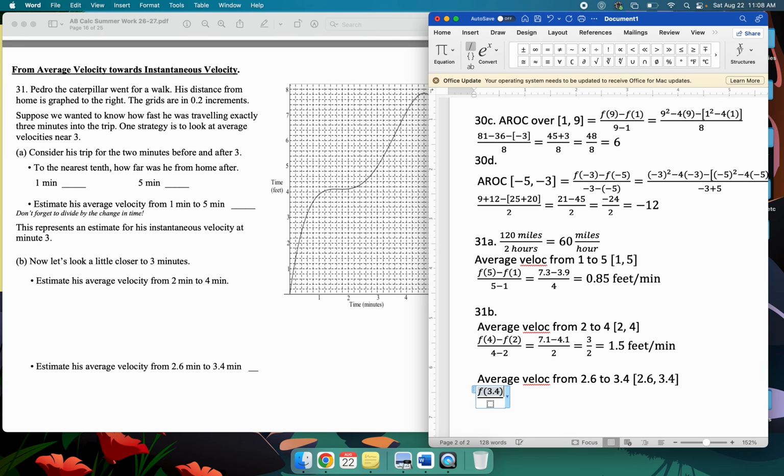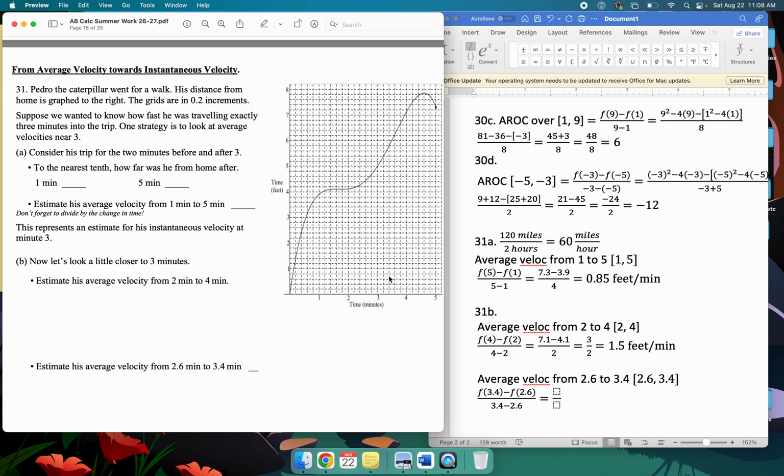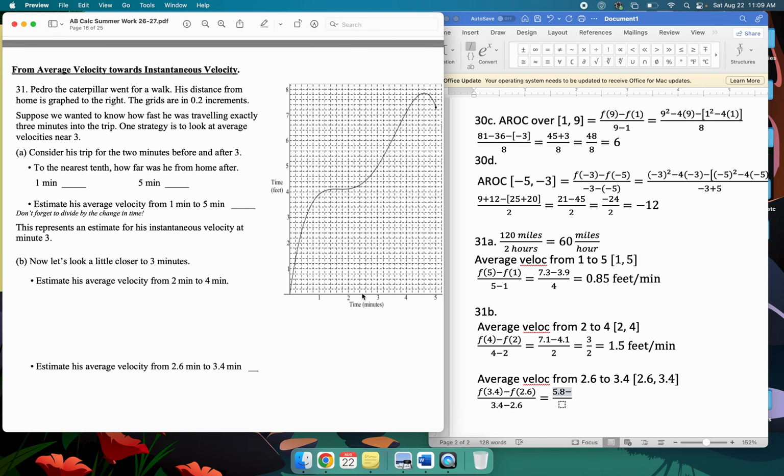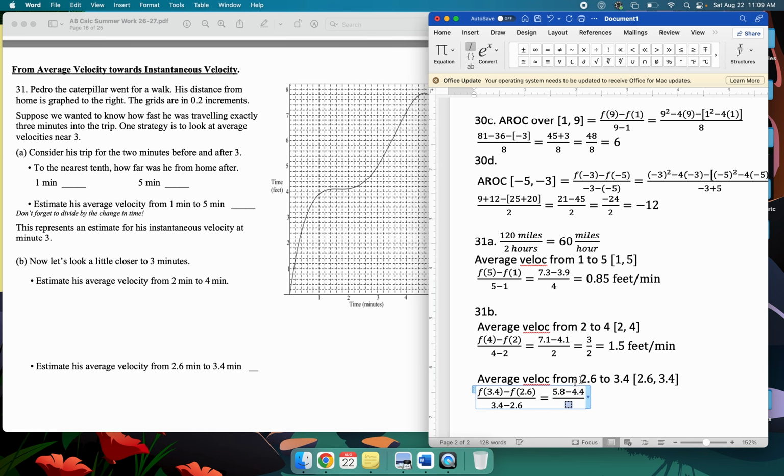If I look at f of 3.4 minus f of 2.6 over 3.4 minus 2.6, what is that? So f of 3.4, that's this guy here. Looks like that's 5.8. I'm bound to mess some of these up at some point, but hopefully I don't. F of 2.6, that's about 4.4, I think, right? Over 3.4 minus 2.6, that's 1.2. So 5.8 minus 4.4 divided by 1.2 is like 1.16. That's again feet per minute.